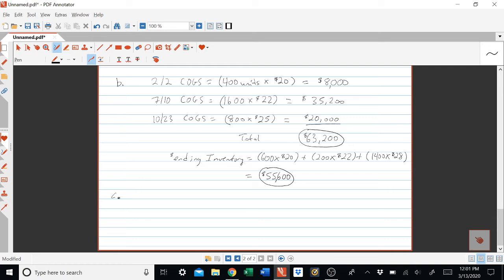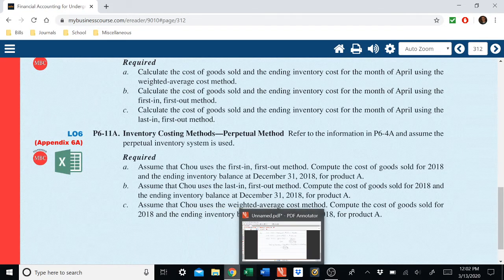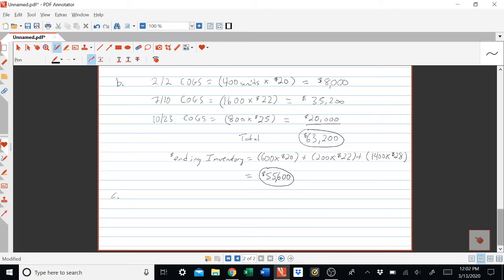Make sure you understand the differences between perpetual LIFO and periodic LIFO. Go back and watch the other video. Make sure you see the difference in the calculations. Moving on to the weighted average method. I'm going to go ahead and start it on a new page because we're going to need more space.